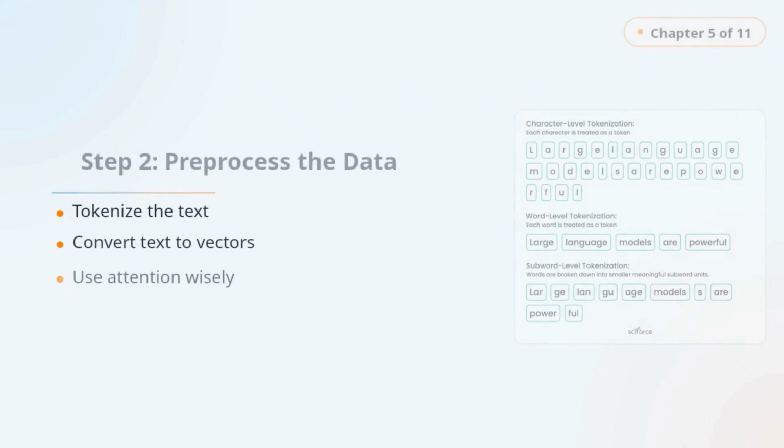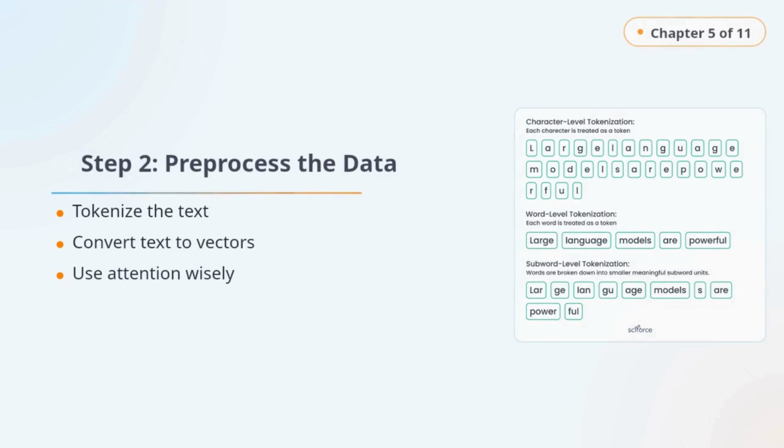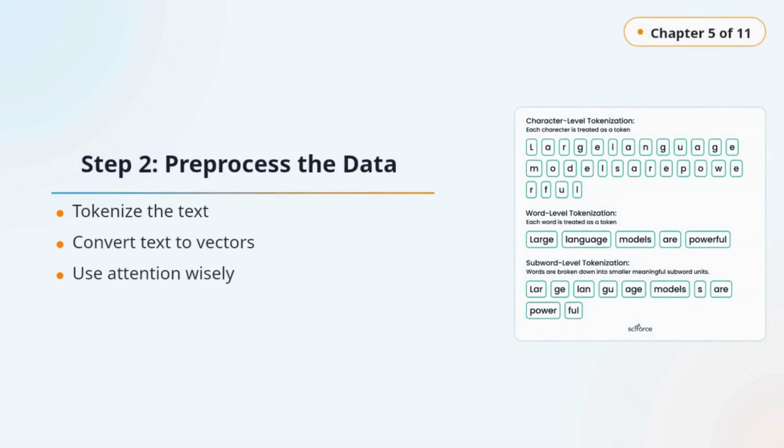After collecting data, you need to prepare it for learning. Tokenization breaks text into smaller units the model can process. Embeddings convert those units into numerical vectors, so the model can capture meaning. Attention then helps the model focus on the most relevant parts of a sentence or context while making predictions.